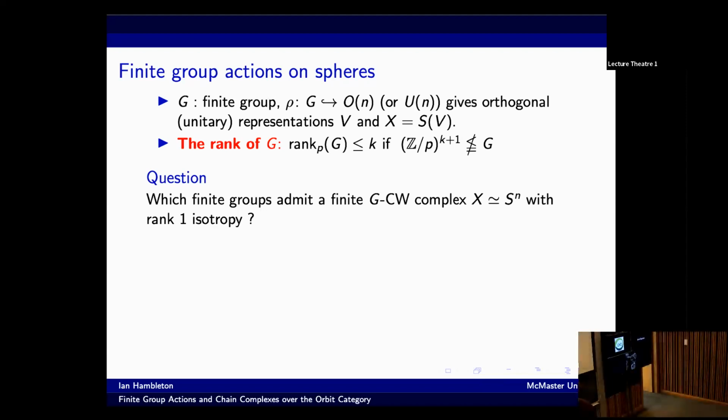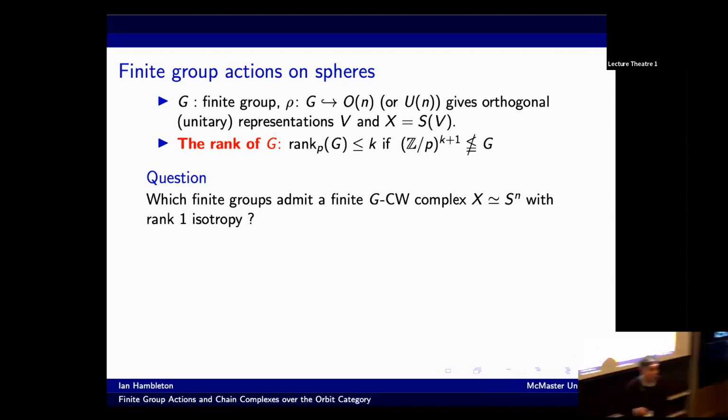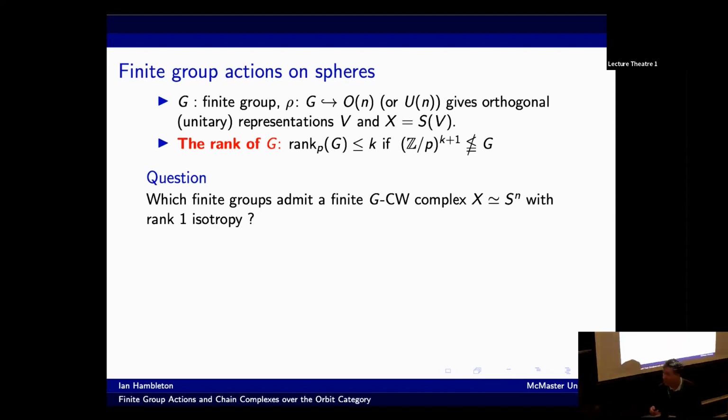And I'm saying rank one isotropy. So isotropy in a group action: you take a point and look at the elements of the group which fix that point. So it's the stabilizer. Isotropy group is the usual term.